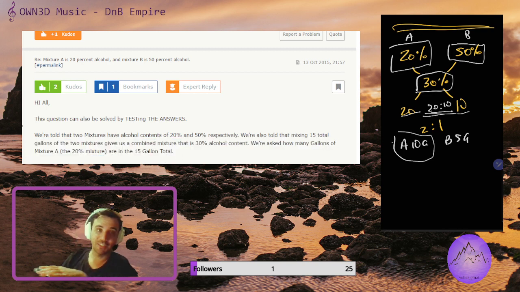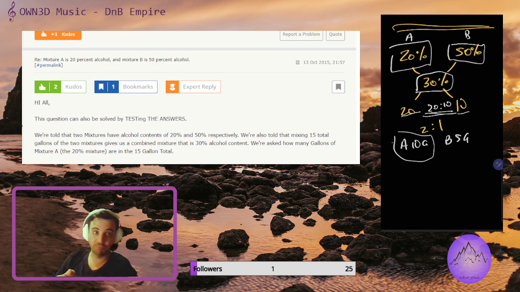I'm still reading this, even though I know that this is not the method I would want to use for this kind of question. I'm still reading it in case there's some good logic in it, something that I could look at and go, okay, I can easily eliminate answers based on this logic. So the alcohol content of the final mixture is 30%. 30% is closer to 20 than it is to 50. So therefore there must be more of the 20% mixture than there is of the 50. So that makes total sense.